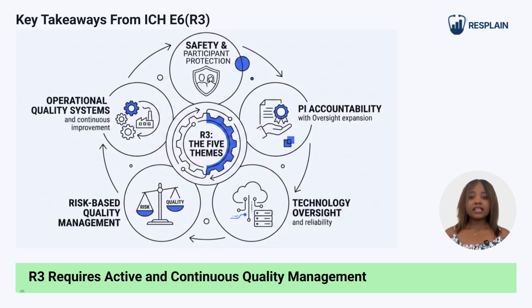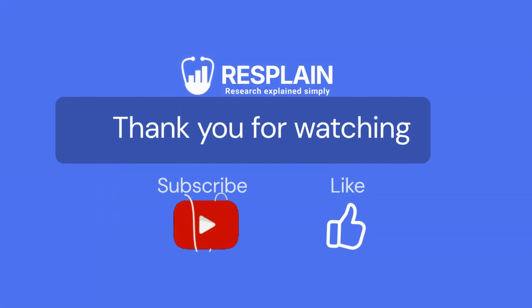Auditors are increasingly evaluating how sites function operationally across the entire study lifecycle. Sites should develop strong communication systems, proactive quality processes, organized oversight structures, and operational consistency to be better positioned for future inspections under R3. Thank you for watching.